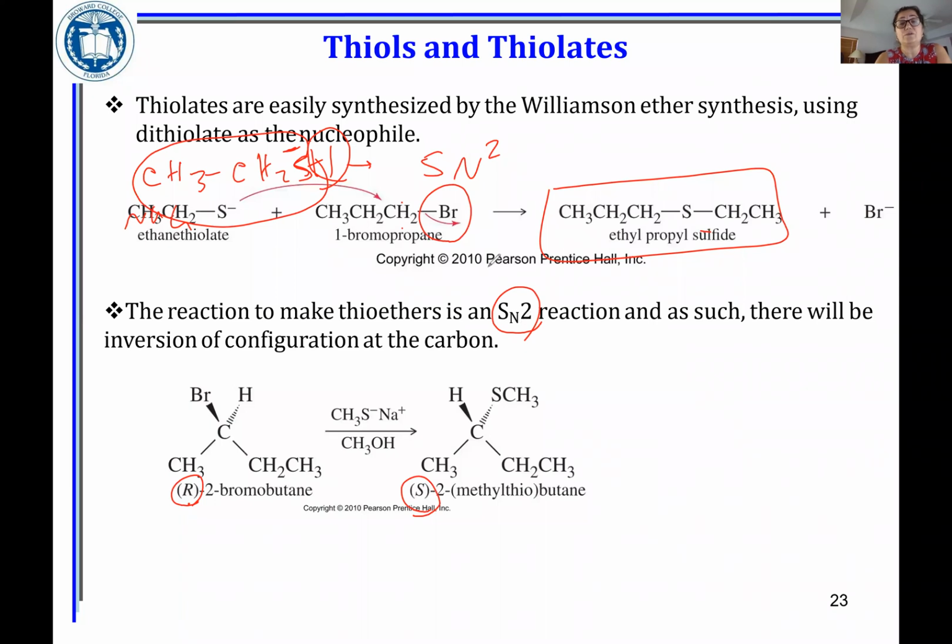In an SN2 type reaction, the attack of the nucleophile is from the opposite side where the leaving group is leaving. Basically, the order of the priority is changing. If it was moving from the highest priority to lowest priority clockwise, now it's going to be counterclockwise.